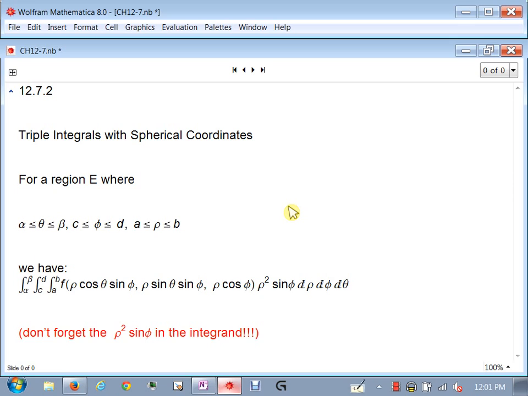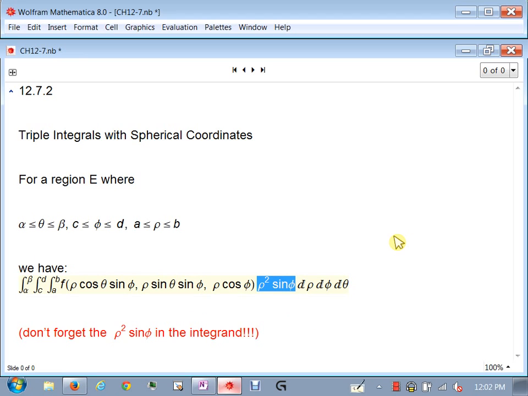Oh, forgot something. If your theta is between two constants, phi is between two constants, rho is between two constants, your triple integral sets up this way. So you have, of course, alpha to beta, c to d, and a to b. And then your function is a function of x, y, z. So you have to replace x with your conversion to spherical, your y with your conversion to spherical, your z with your conversion to spherical, and then you will integrate with respect to rho, phi, and theta. But what is that?